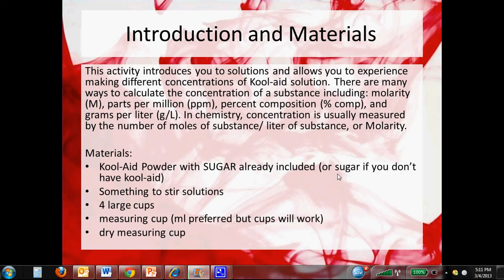Okay, the materials that you need, so you need to make sure you have your Koolaid powder or whatever substitute that you decided on prior to completing this lab. And you could just use plain sugar if you don't have the Koolaid powder. If you do use Koolaid powder, you need to use the stuff that has the sugar already mixed in it, or it would just be nasty. Just be Koolaid mixed without sugar in it. Okay, you also need something to stir the solutions, 4 large cups, and a measuring cup, and then also dry measuring cups.